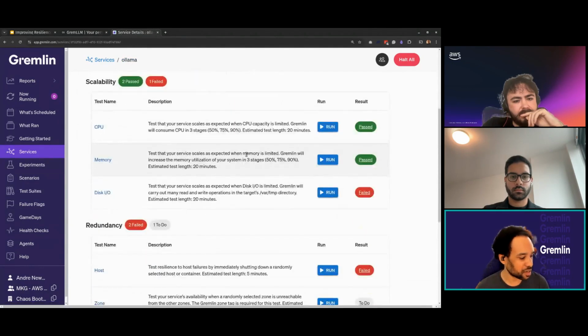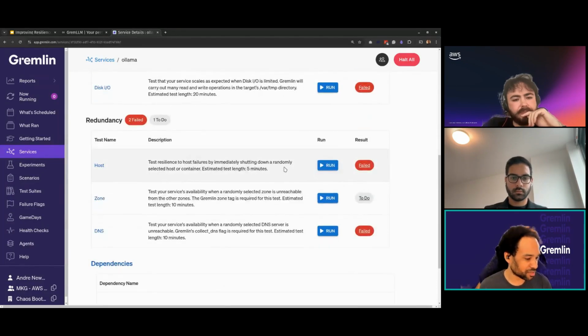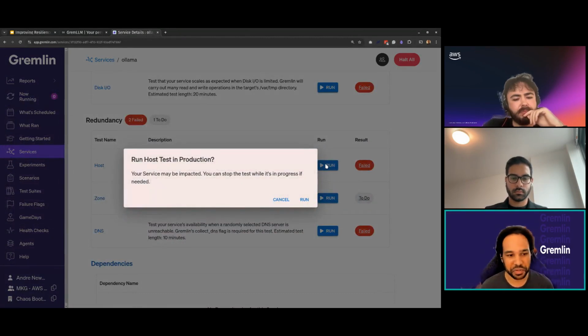Now I can go start running experiments. So let's actually start running an experiment. Let's pick the host test. I failed this one before. Maybe I've done some changes to mitigate this, so I can go back in and make sure that it's still working.